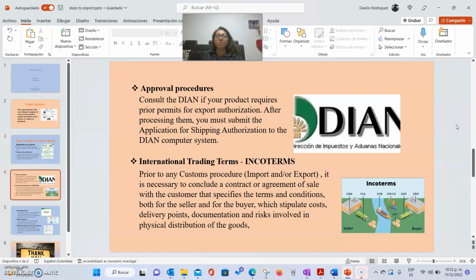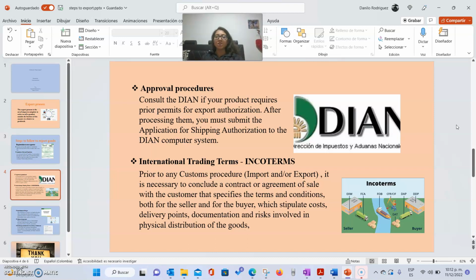Approval procedures. Consult the DIAN if your product requires prior permits for export authorization. After process time, you must submit the application for shipping authorization to the DIAN computer system.